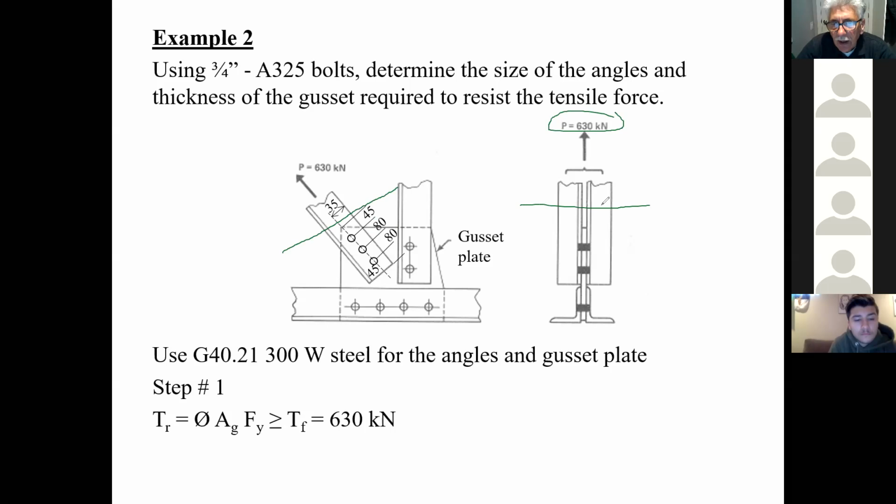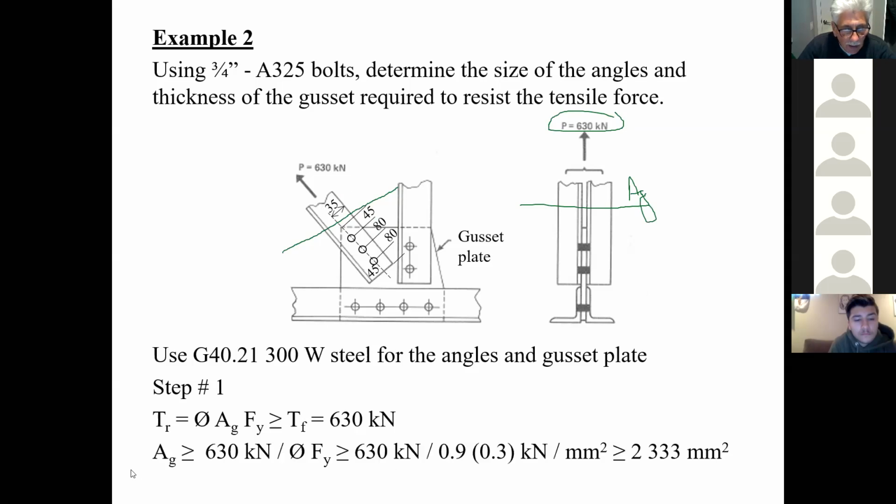Both these angles have to have a resistance of at least 630, therefore I use the equation phi AG Fy should be greater than or equal to Tf. To see how much cross-sectional area AG I need in order to provide a force of at least 630 kilonewtons, I use this equation, and I end up getting an AG value. In other words, I need an AG value of at least 2,333 square millimeters.